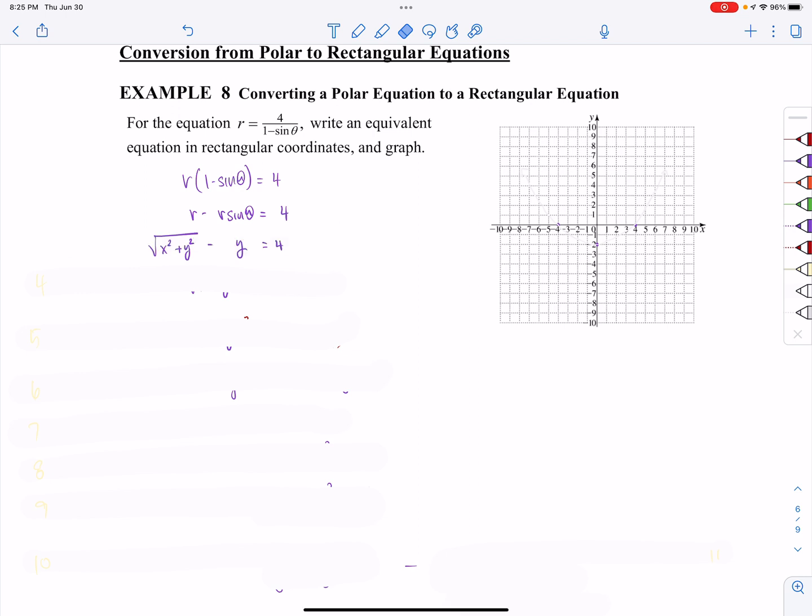After I distribute the r, then I can start substituting some of my rectangular equations. So we know that r squared is equal to x squared plus y squared. And so r, just a plain old r, is equal to the square root of x squared plus y squared. We have minus r sine theta, which is the same thing as y, so that was a substitution, and then 4 just got carried down. All right, so then the next thing I'm going to do is take that negative y over to the right-hand side by adding. And then I will square both sides so that I can get rid of my square root.